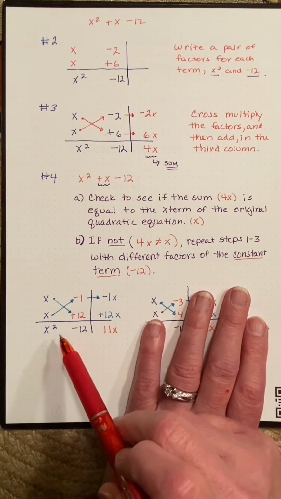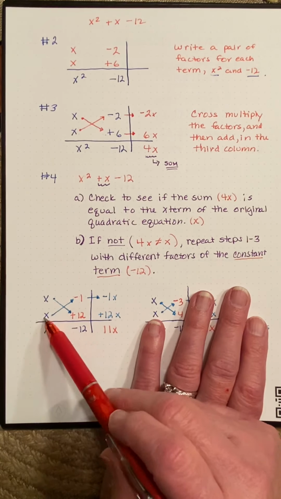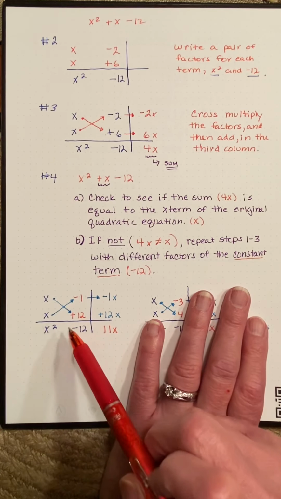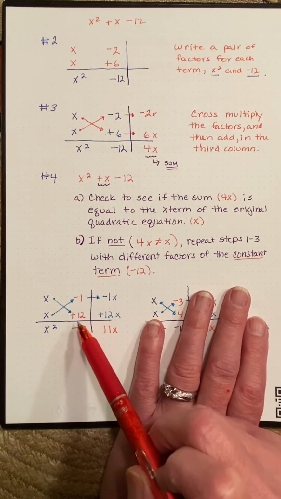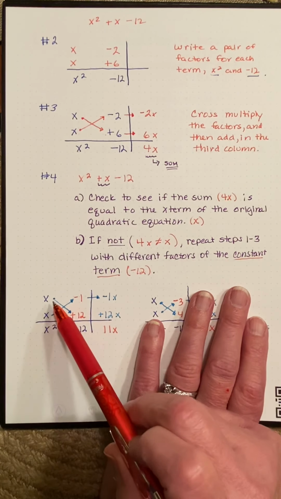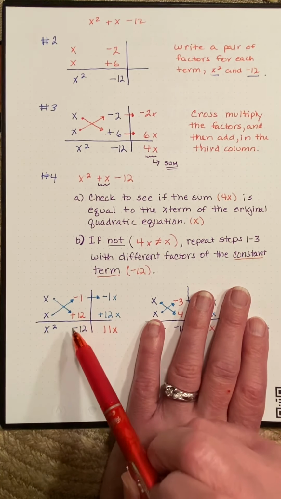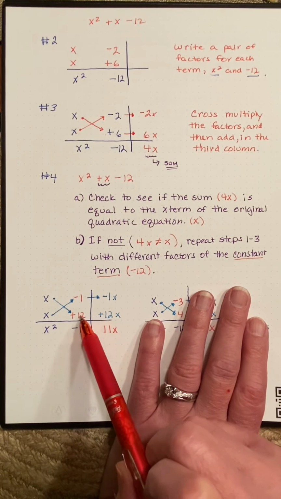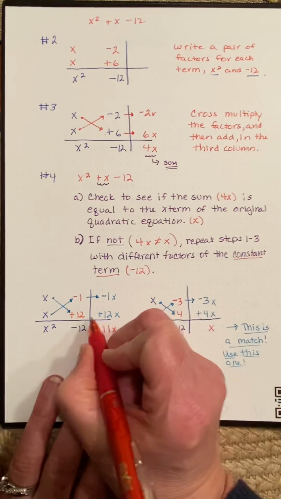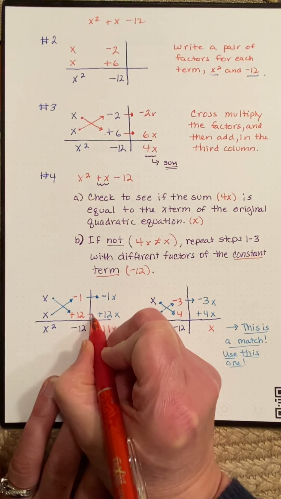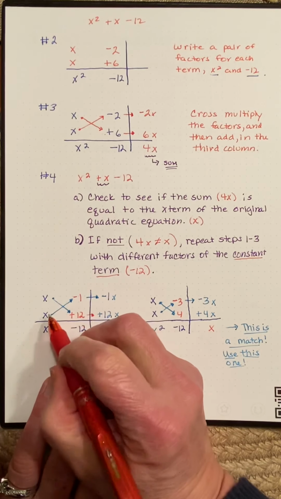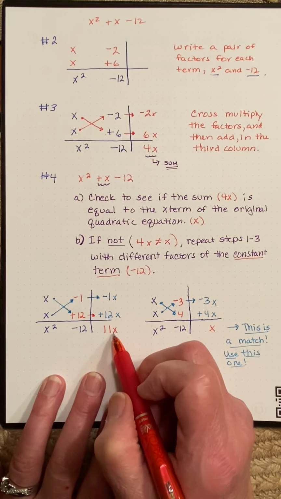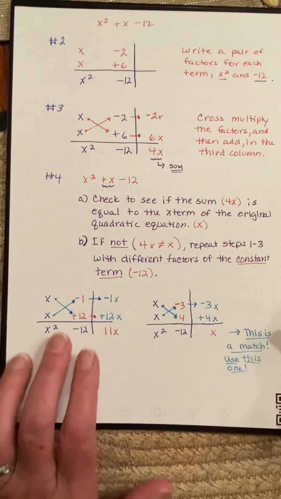My first walkthrough will be x times x is x squared. There's nothing more we can do with x's. That's going to probably be it. But to get negative 12, I could do negative 1 times positive 12. Now I do my crosses. X times positive 12 is positive 12x. Now notice, I write the answer right across from that positive 12 because that's where I end up when I multiply them. Then x times negative 1 is negative 1x. Okay, I come up with 11x. Now I know I'm shooting for plain x, so this isn't going to work.